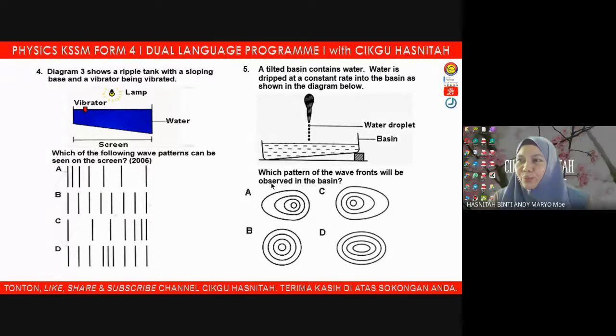Also, the answer is A too. Also A, the same. Okay, let us check for the answer. So you can see, yes. Okay, so this is the shallow water region where the wavelength is shorter. And then in the deep region, the wavelength is longer.